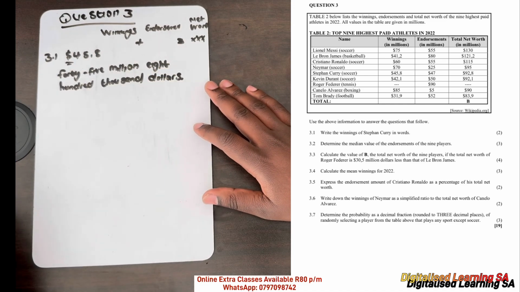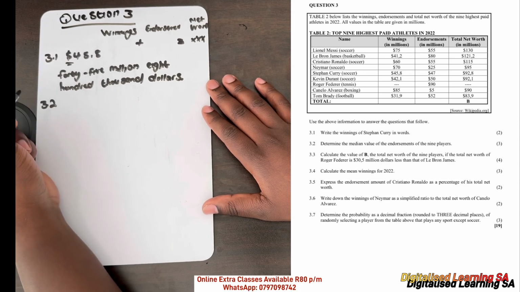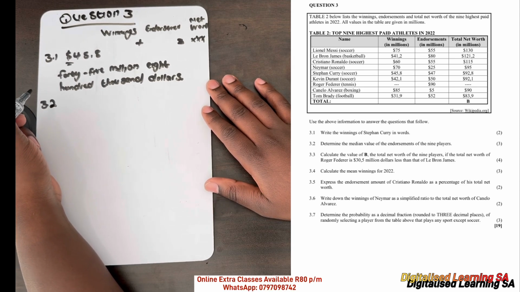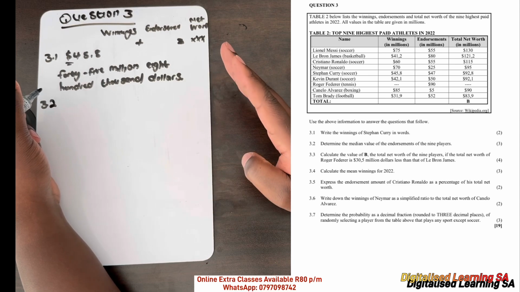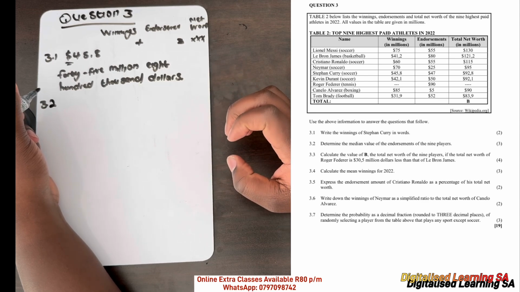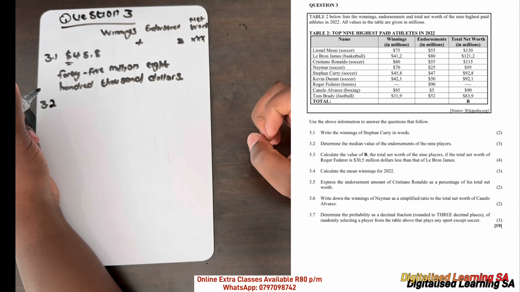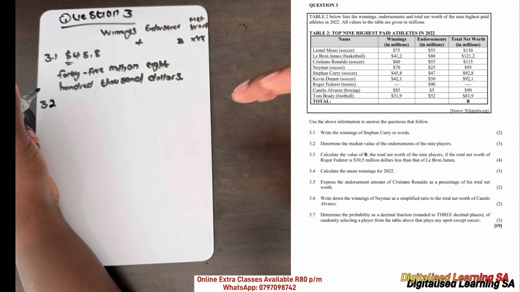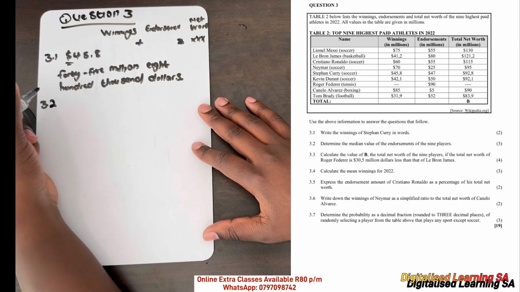Okay, so now let's move to our next question, which is question 3.2. Question 3.2 says determine the median value of the endorsements of the 9 players. So we'll be looking at the middle column for endorsements. And remember, guys, if we are calculating a median, what we need to do is to arrange our values from smallest to highest first. That's what we need to do.